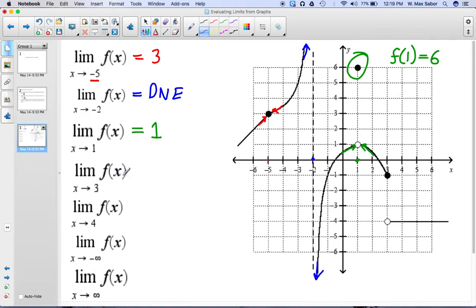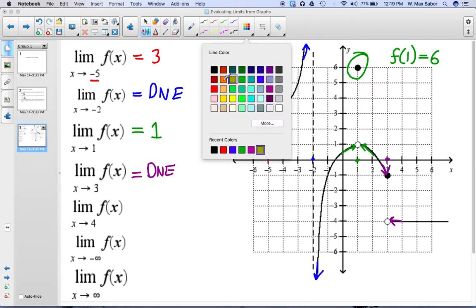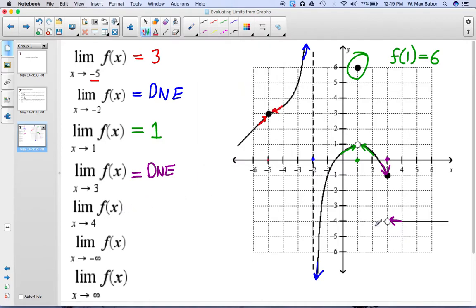The limit of f of x as it approaches 3. The left-hand limit exists here, it's -1. The right-hand limit exists, it's -4, but they're not the same. Because the left-hand limit and the right-hand limit are different, it does not exist. For 4, well, that's here. When we approach it from the left, it's -4. When we approach from the right, it's -4, so the limit is -4.